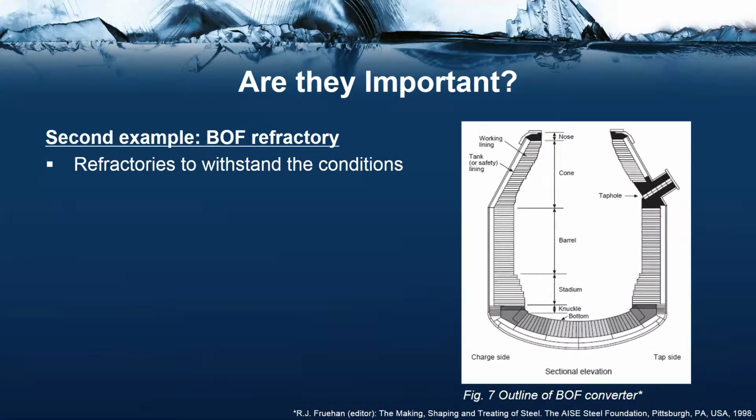The second example concerns the refractory in basic oxygen steelmaking. Refractory materials are necessary to use in metallurgical processes operating at high temperatures. In basic oxygen steelmaking, the temperature increases during the oxidation of silicon and carbon and reaches a final temperature in the range of 1700 degrees Celsius. Therefore, the inside of the converter is lined with refractory material. The figure illustrates an outline of the converter with the working lining and the safety lining marked.